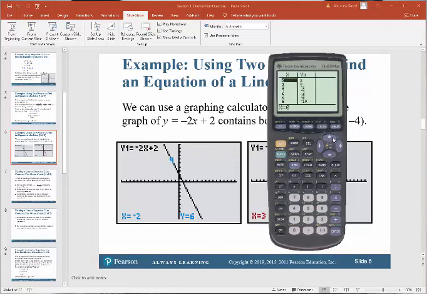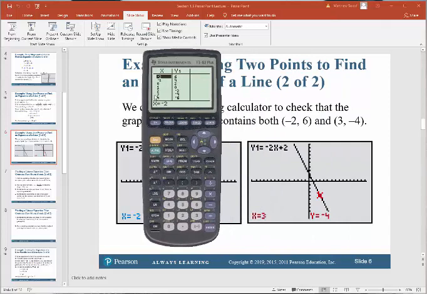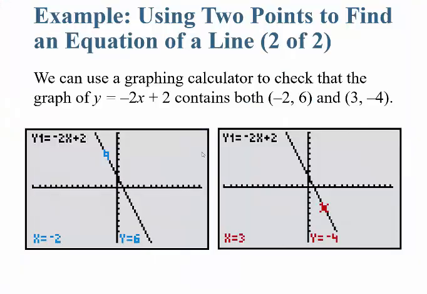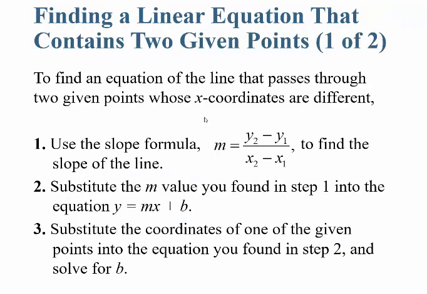When I look at my table, I see that negative 2 gets me 6. And then down here, when x is 3, y is equal to negative 4. So both those points are on this graph. So I found it perfectly. Okay, let's just go over real quick how you can do this.